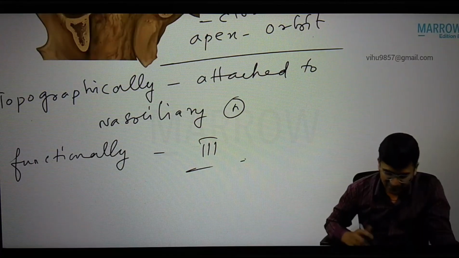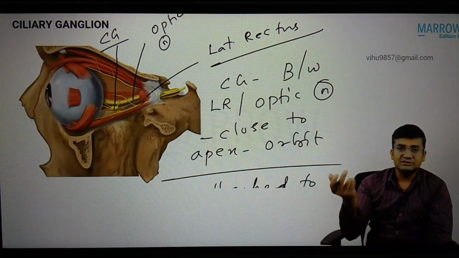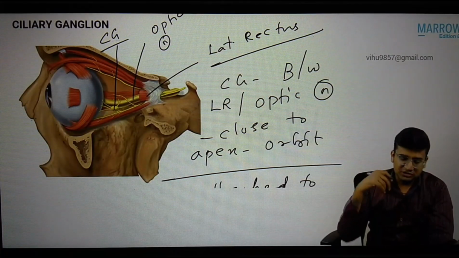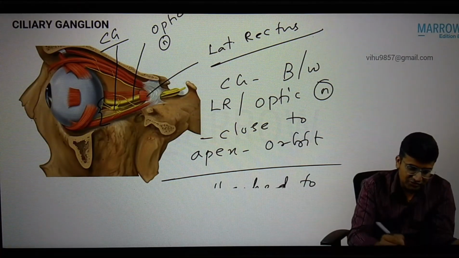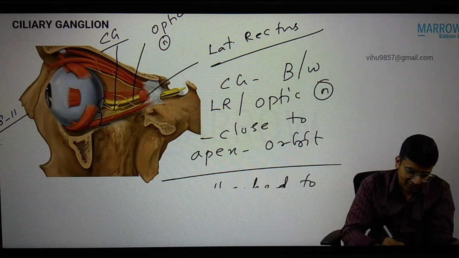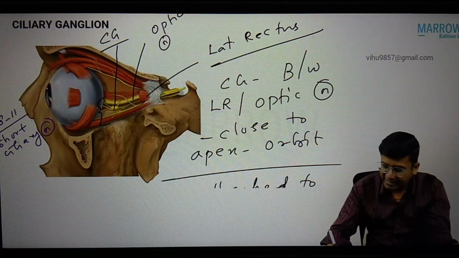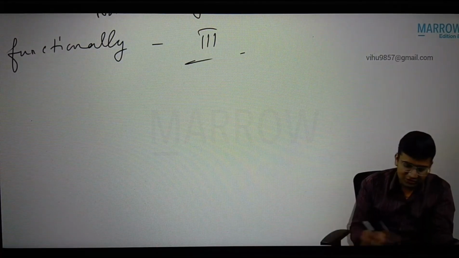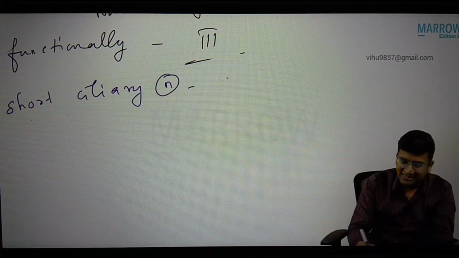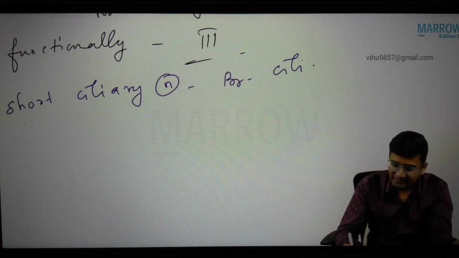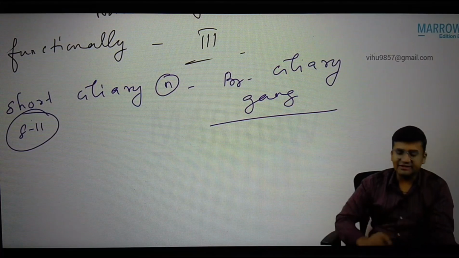Next, what are the branches coming from the ciliary ganglion? We have a specific name for this: the short ciliary nerves. The short ciliary nerves are the branches of the ciliary ganglion. Again, we have 8 to 11 short ciliary nerves.